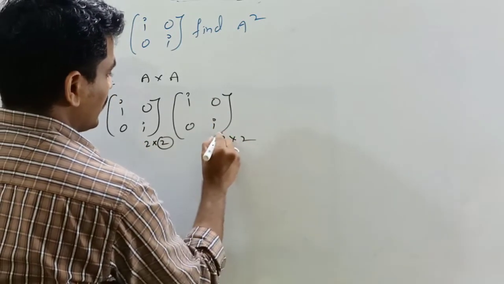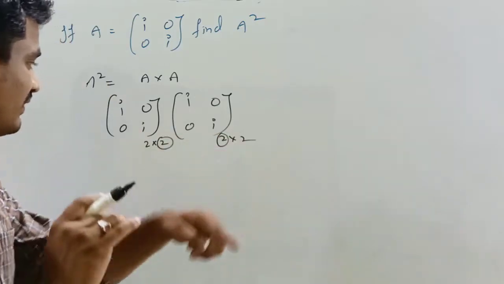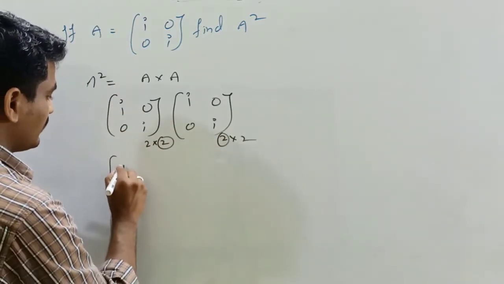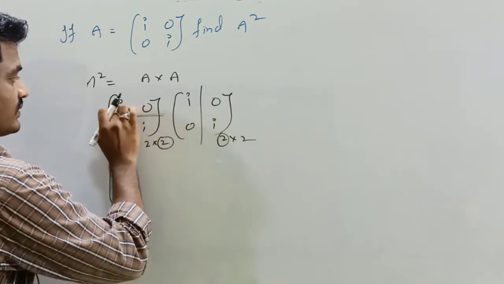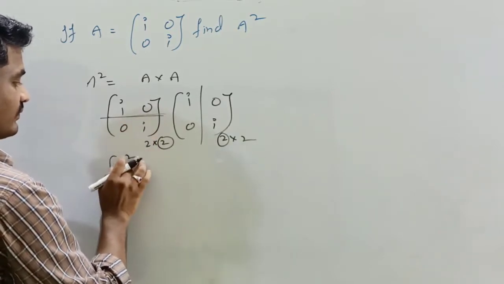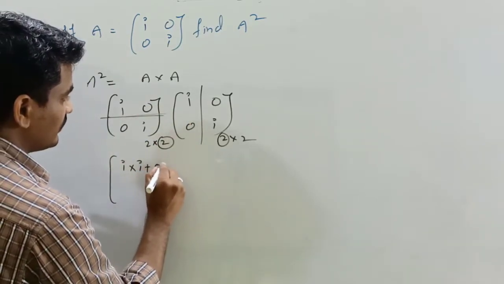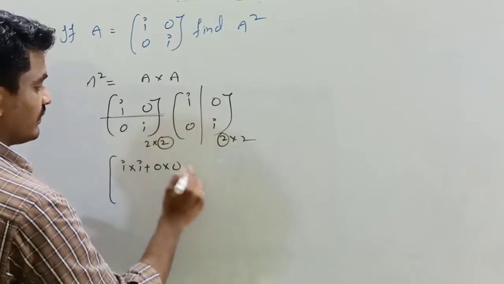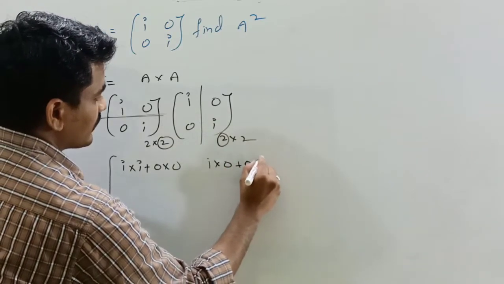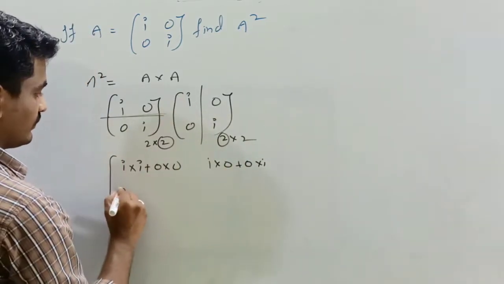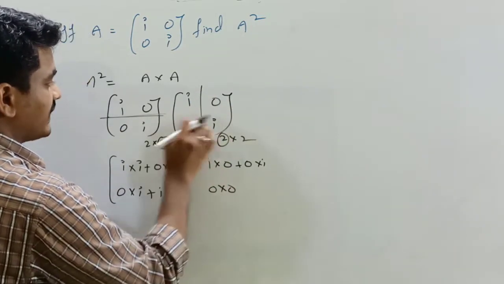So the number of columns and the number of rows are equal, so multiplication exists. If multiplication exists, we have to write like this. First, we take first row, first column: i into i, plus 0 into 0. Next, i into 0 plus 0 into i. Next, second row, first column: 0 into i plus i into 0. Next, 0 into 0 plus i into i.